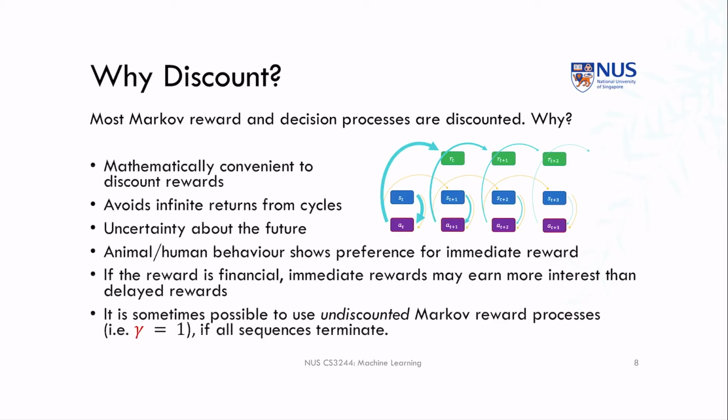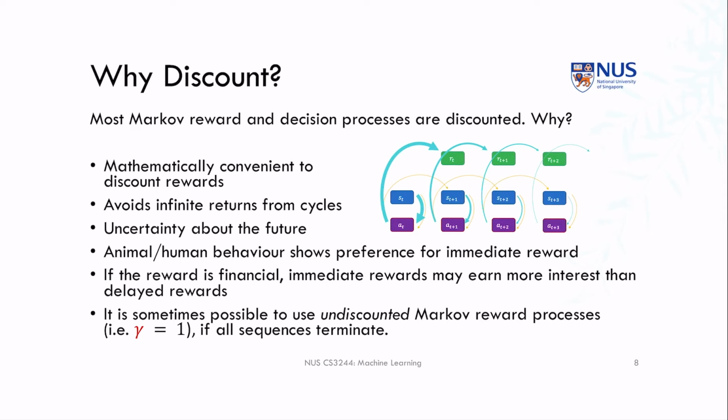So this idea of having a gamma factor or a discount factor is important, to understand why we do that. When we think about most of the reward processes and decision processes that we come up with, they're usually discounted. And why might that be? Well, it's actually quite simple. It's quite mathematically convenient to discount rewards, okay? So it ends up being nice and smooth this way, and we can calculate things to iteration and completion.